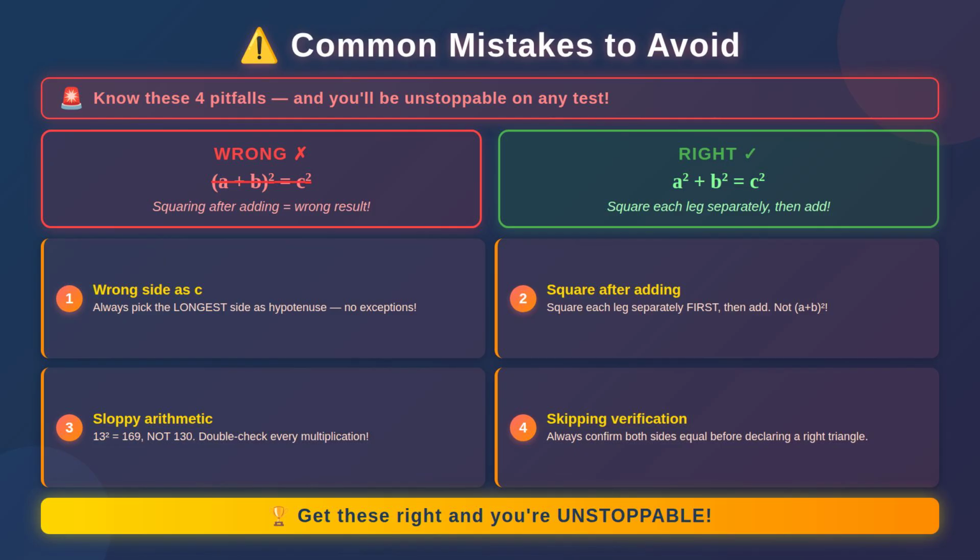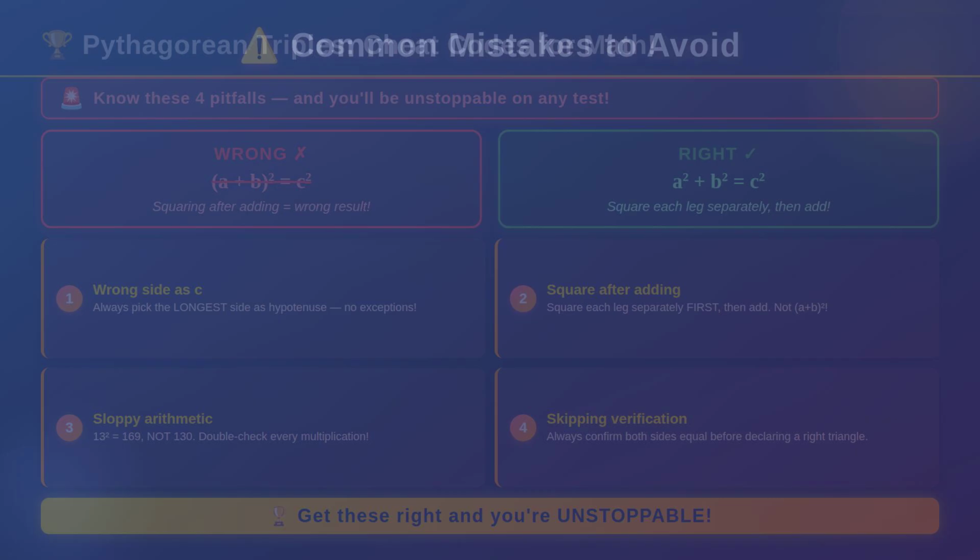Mistake number 3, sloppy arithmetic. 13 squared is 169, not 130. Little errors trip up a lot of students. Double check every multiplication. Get these right and you're unstoppable.